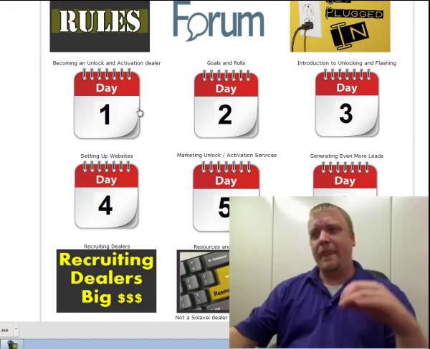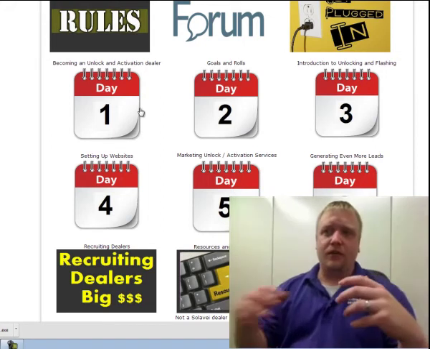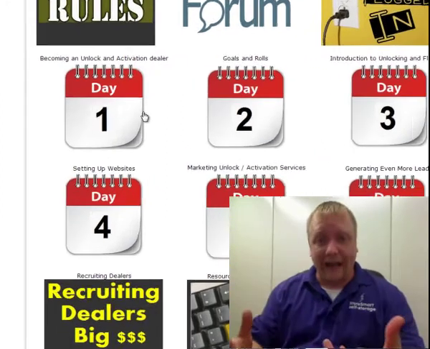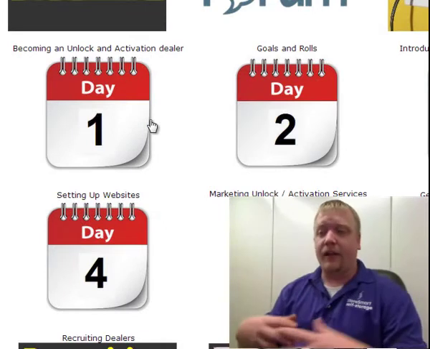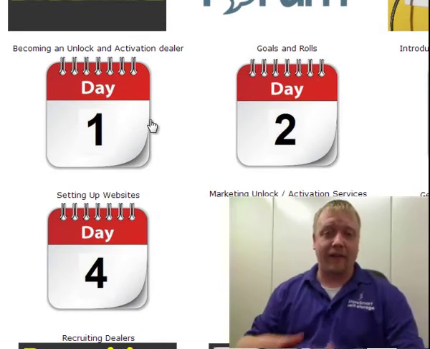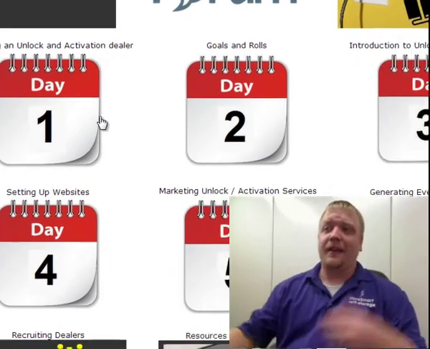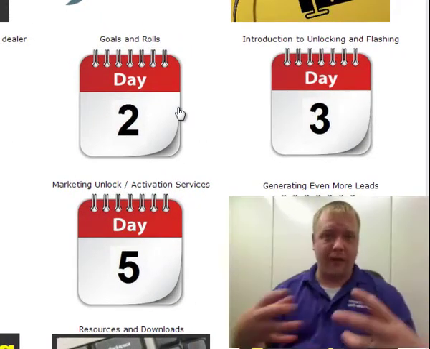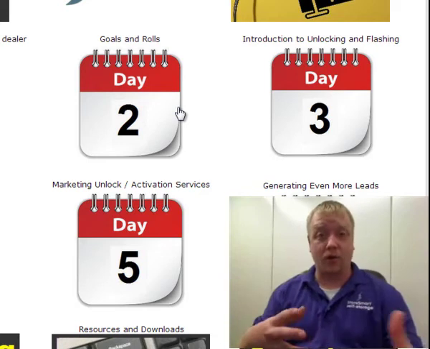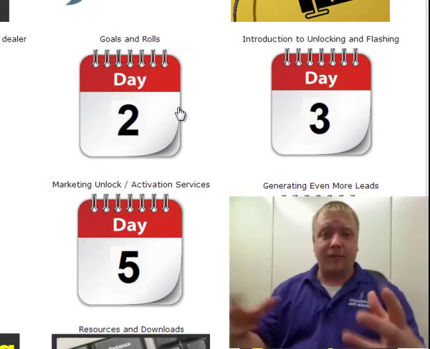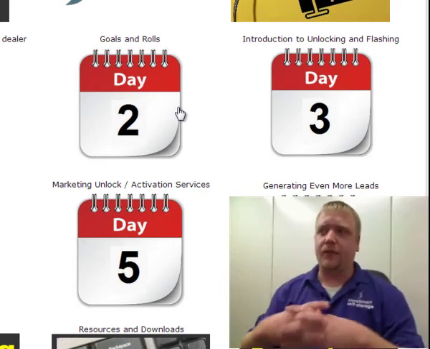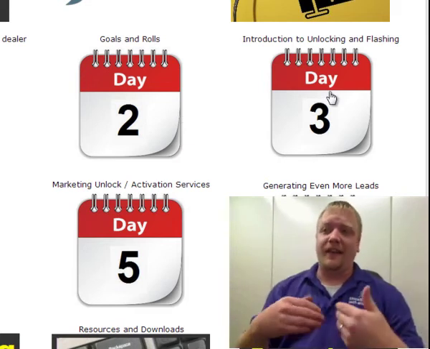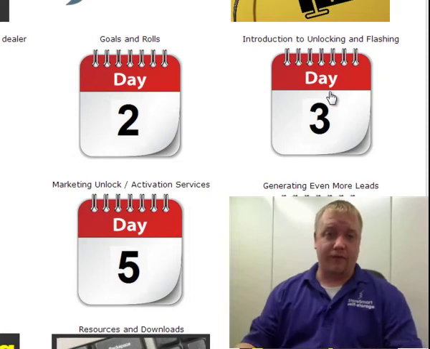On day 1, you get an insight into what it looks like as you start your unlock activation business. What does it actually look like as you activate a phone? And it goes over all the tools that you need to gather together to be able to go into business for yourself. The next section over is goals and roles. You know, what exactly is your role here in this new business that you have, and what are your goals? And it will help you size up the business so that you can be successful. The next section on day 3, you get into the introduction to unlocking phones and flashing phones.